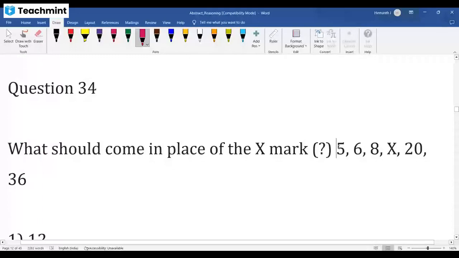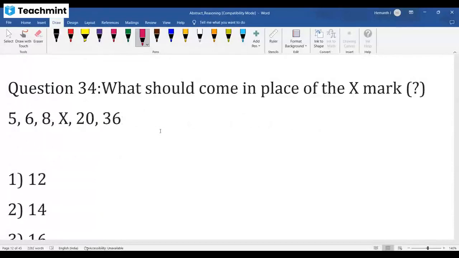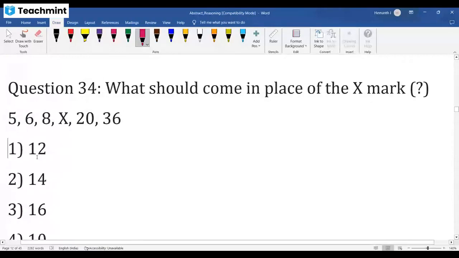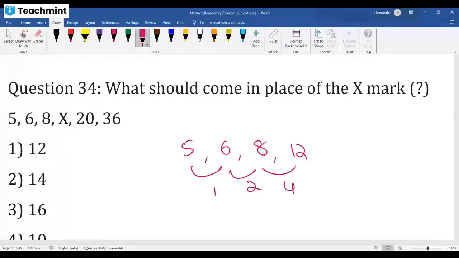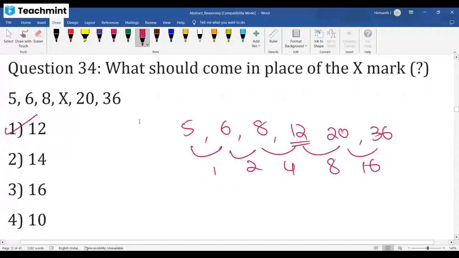5, 6, 8, 20, 36. One gap, two gap, four gap, because it's like maybe two multiple, one gap, two gap, four gap, then 8 gap, then 16 gap. Right? It should be 12, not 11. 1, 2, 3, okay, then it will not continue, right? So 1, 2, 4, 8, 16.